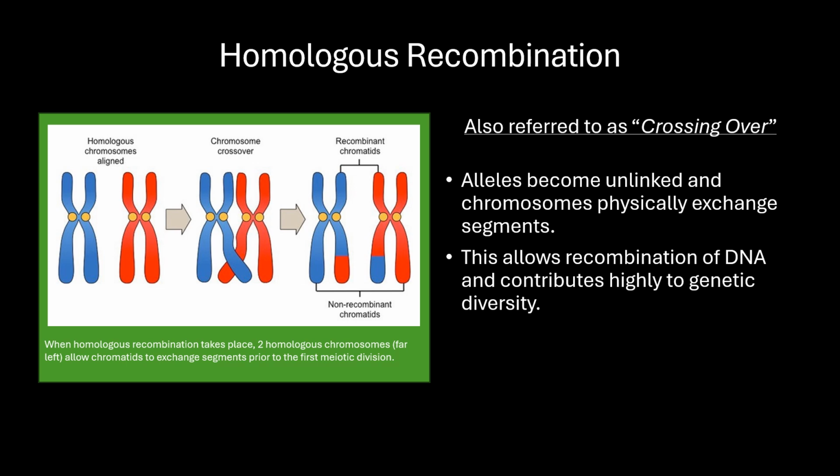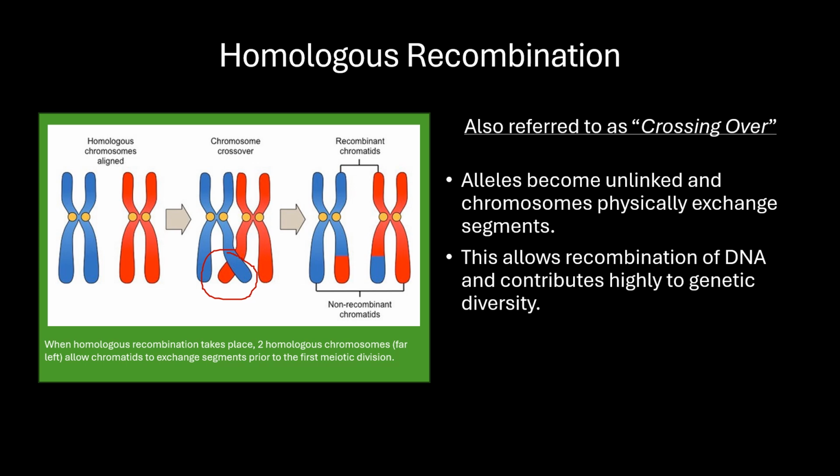If you're looking here at the far left side, you have homologous chromosomes that are aligned, homologous meaning one. If you notice, each individual chromosome is all one color. The one on the far left is blue, and then here you have a red. In the next portion, you'll notice that crossing over is starting to occur right here.